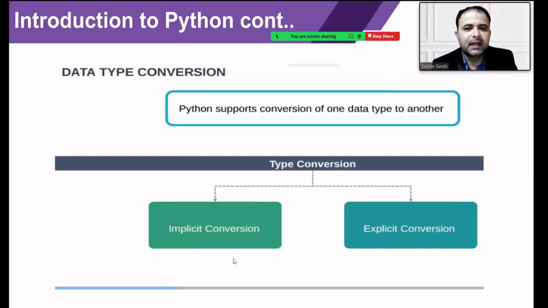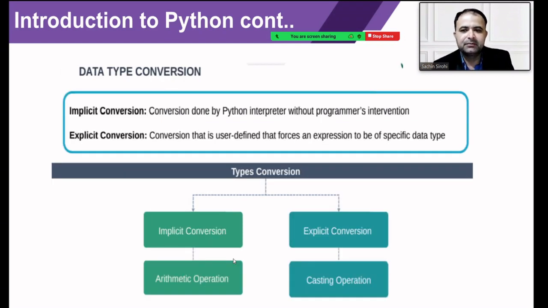Now the data type conversion. Python supports conversion of one data type to another. Like if we have some value like an integer and I want to convert it into a float, how can we change the type of the particular variable to another data type? The type conversion is implicit conversion and explicit conversion. Implicit means automatic and explicit means manual. Let's see the discussion one by one.